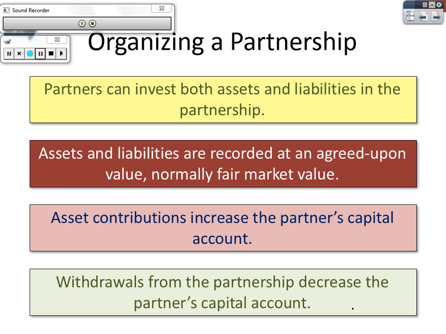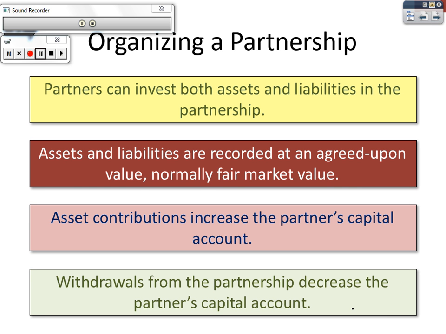And then secondly, assets and liabilities are recorded at an agreed upon value, normally fair market value. So in other words, just because you paid $400,000 for a building that you're bringing in, it doesn't mean that on the market it's worth the $400,000 you paid for it. It may be more, it may be less. Either way, when we record it on the books, when you come into the partnership, we're going to record it at whatever the market value is. Asset contributions increase the partner's capital account. So in other words, if the partner comes in with assets, a certain portion of the amount of those assets is going to be allocated to that person's capital account.